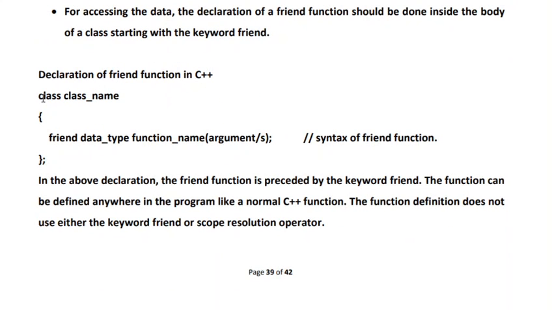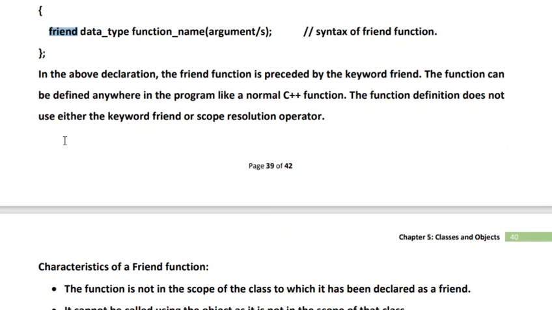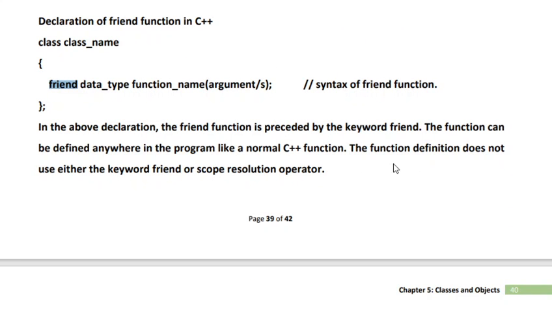So how to declare a friend function? You see, we have a class name, okay, right? Inside that I have the function. It is the same as a normal function declaration, but what I need is the keyword friend. Now just see here, the function can be defined anywhere in the program like a normal C++ function. Whenever your function is declared as a friend function, it can be defined anywhere as a normal C++ function. But what you need to ensure is that whenever you make a reference to the function, we need not provide the scope resolution operator or the keyword friend. So this is very much important, right?